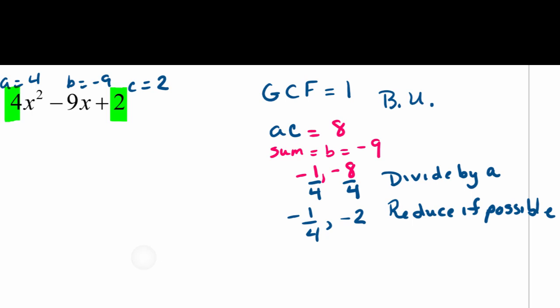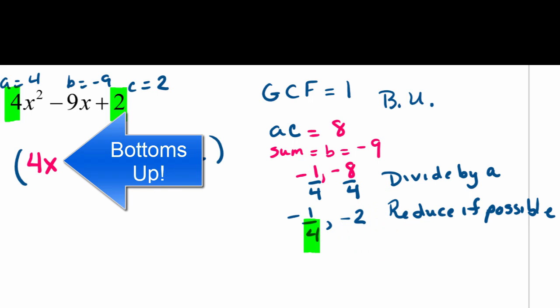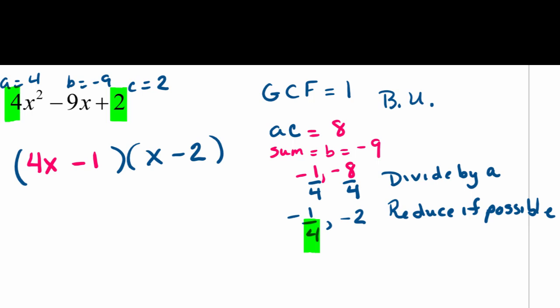Okay, so now you come over here and you make your set of parentheses. The number that's already reduced, the negative 2, just write x minus 2. But the negative 1/4, this 4 is going to go bottoms up. That has to go bottoms up, comes up with the x, and then you keep the minus 1. All right, so this is the bottoms up. Just a reminder for you.